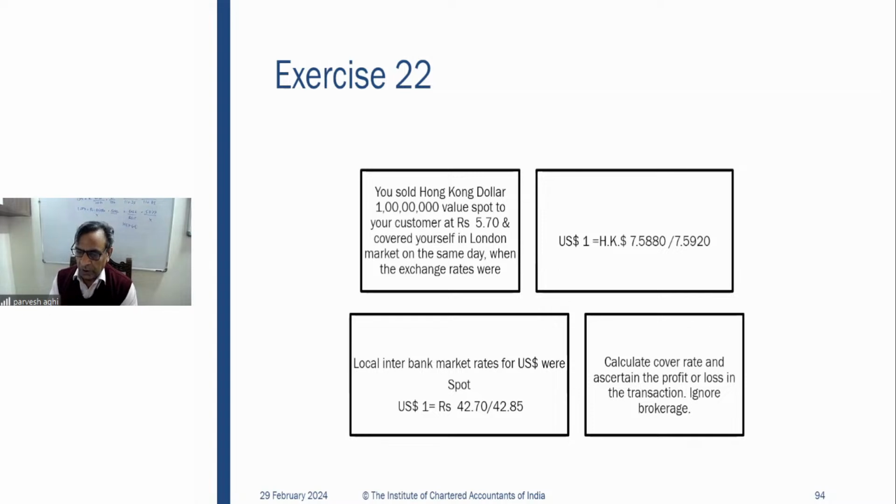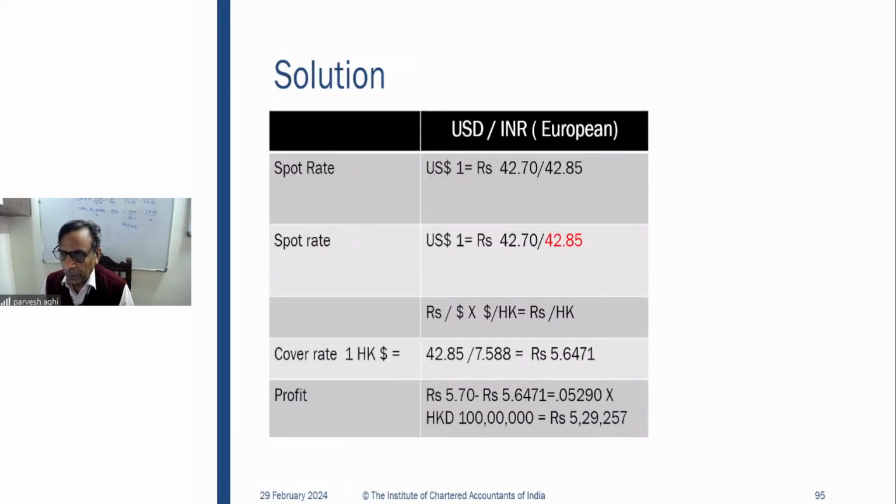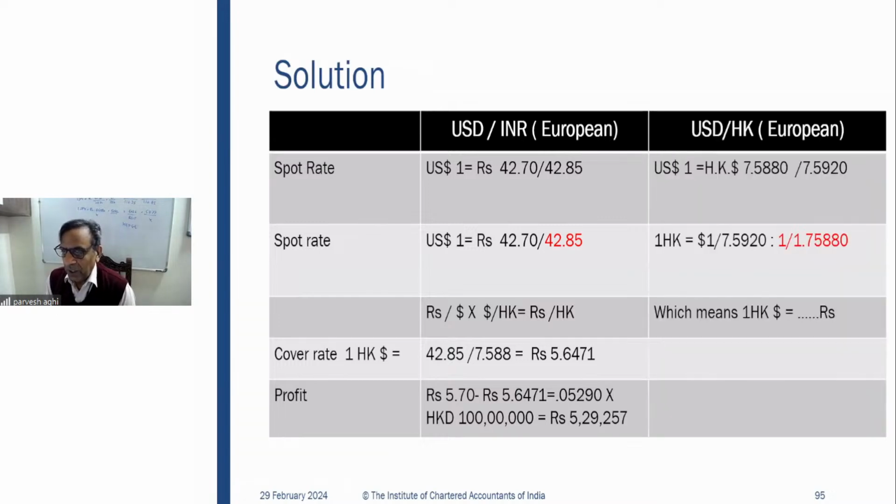Now, you have sold Hong Kong dollars to your customer at the rate of 5.70. Now, how did you sell it? First, you check the rate at which you are going to buy it. And then you sell at 5.7 so that you make a profit on that, isn't it? So the rates are given to you, both for buying one US dollar in terms of rupees as well as one US dollar in terms of Hong Kong dollars. But now you need to convert them properly so that you can find the rate. So both are given in European terms.